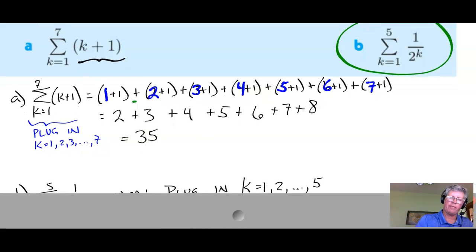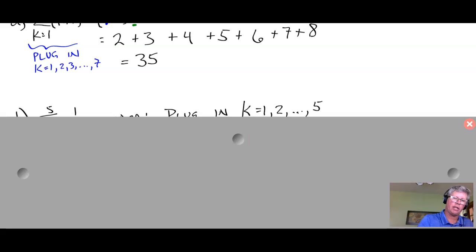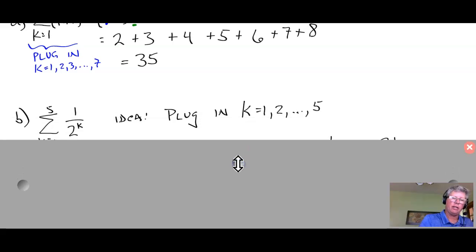Okay, so we're going to take values from k equal to 1 to 5. Let's see what that looks like. So our idea is we start with k equal to 1, we get a term, and then we add the next term. And k equals 2, k equals 3, and so forth.